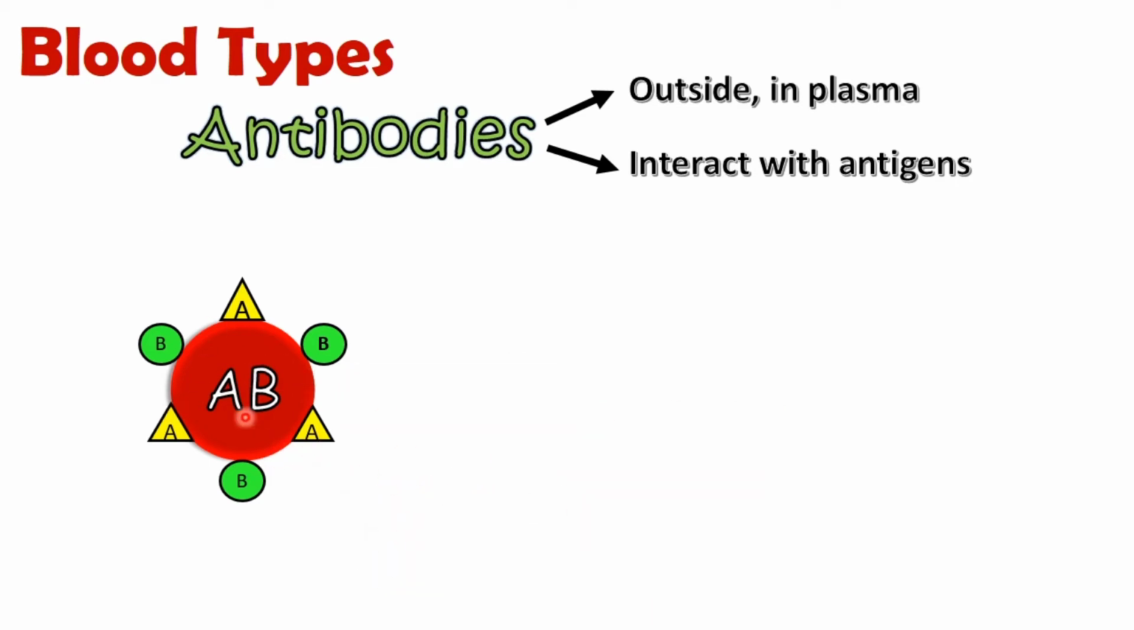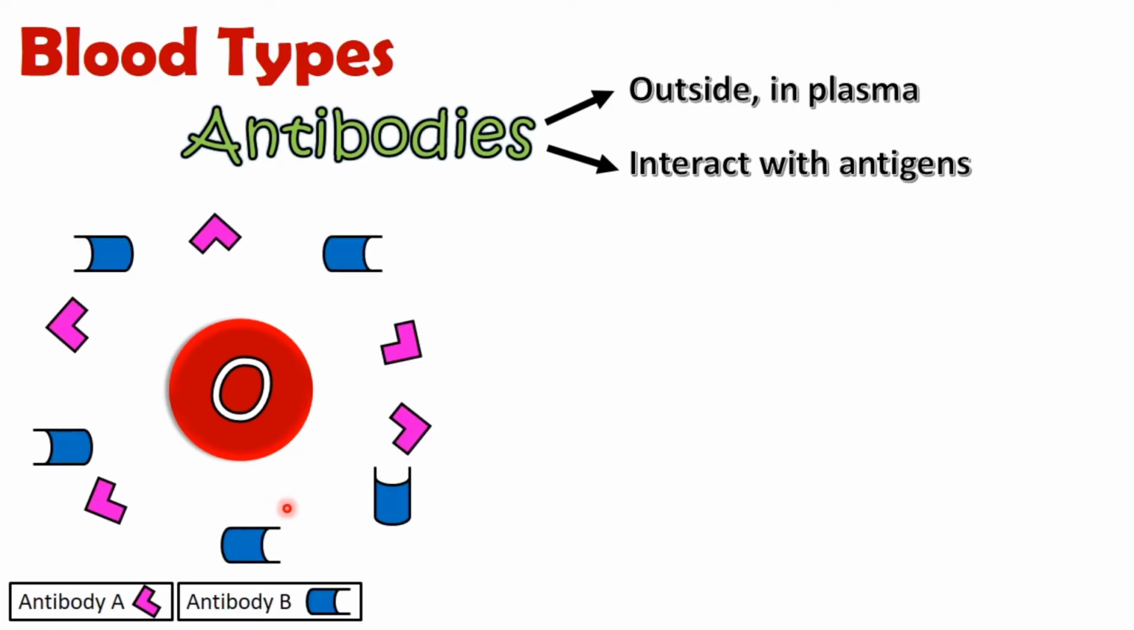So this person can receive any kinds of blood. Now let me move forward to the type O blood. O means zero antigens, right? So again, the opposite concept of the antibodies and antigens. If we do not have any antigen on the surface of the type O blood, what do you think we have in the plasma? We have antibody A and antibody B, always the opposite. So zero antigens means antibody A and antibody B in the plasma.